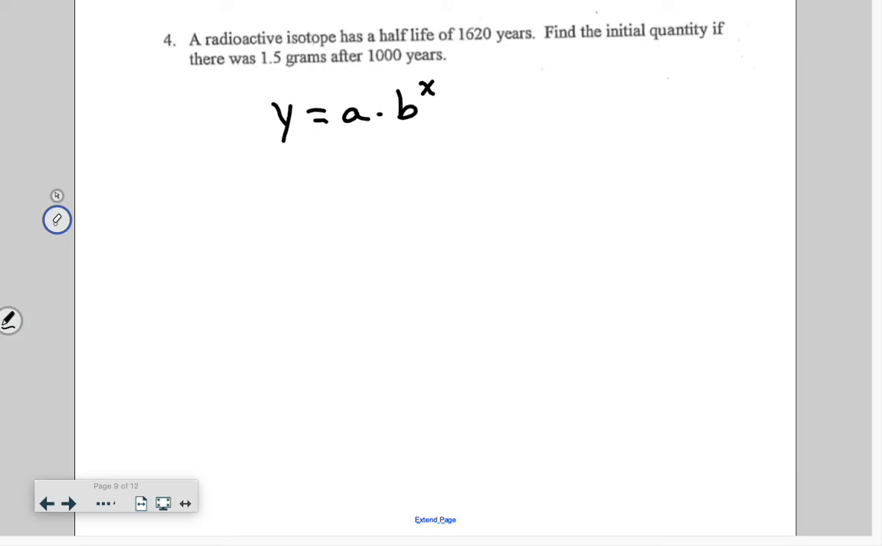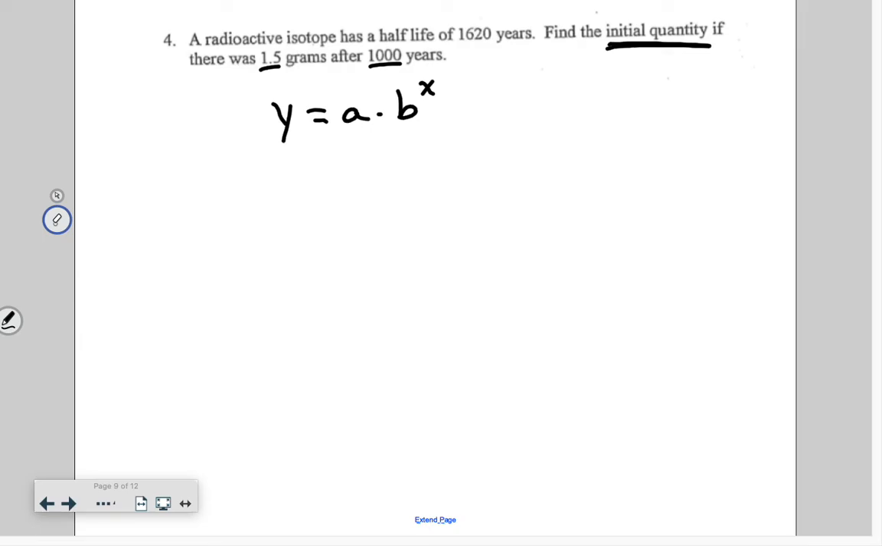So again, this is an exponential equation. Here's the difference. They're saying find the initial quantity, which means what am I solving for? I'm going to find A in this problem, which means I must know everything else. I must know what the multiplier is. I must know what X and Y are so that I can then solve for A. In this case, the 1.5 and 1,000, there's your extra point. 1,000 years later, and the 1.5.